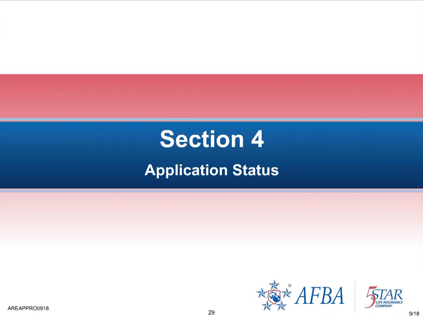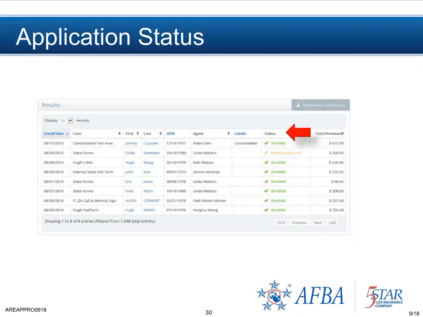Section 4 includes details on the application status throughout the process. There are 3 application statuses: pending agent, pending applicant, and enrolled.